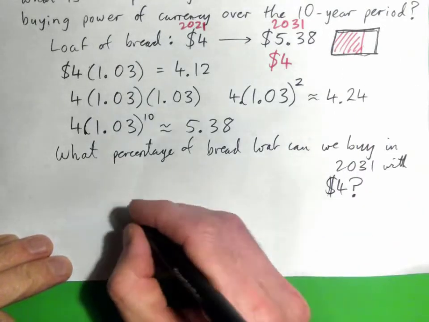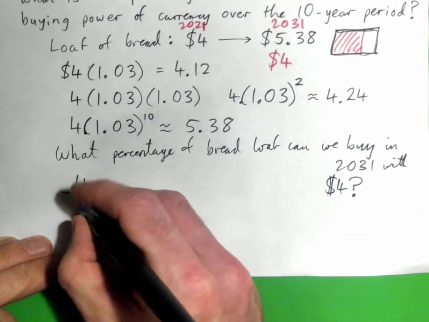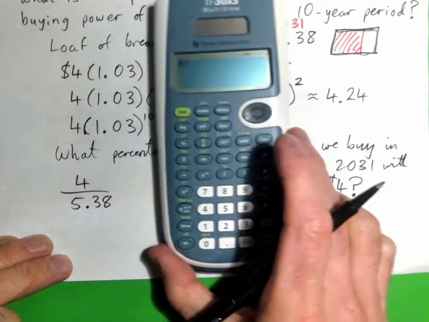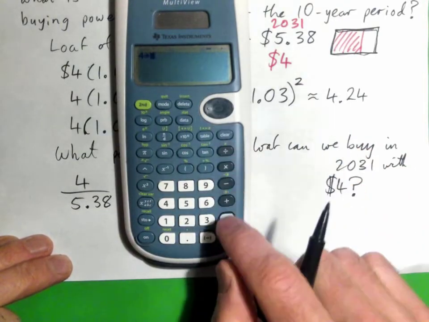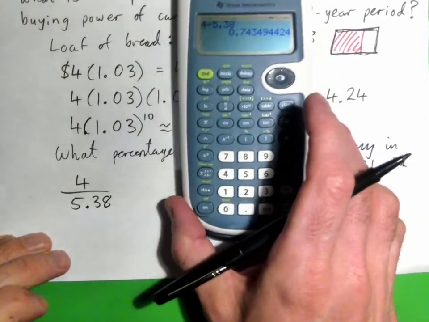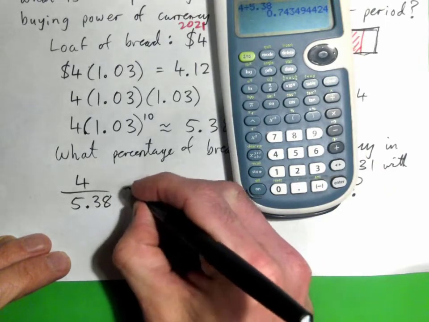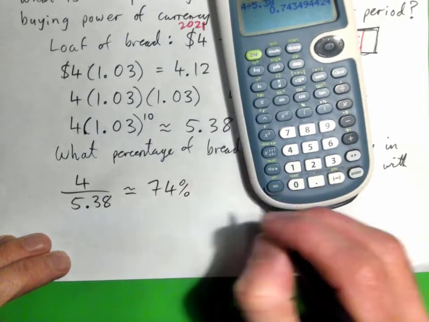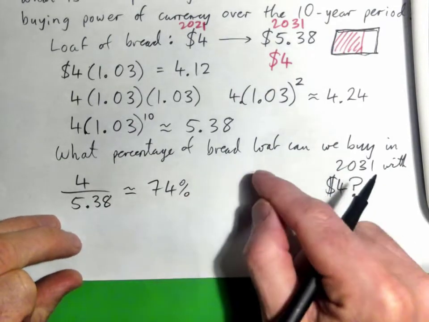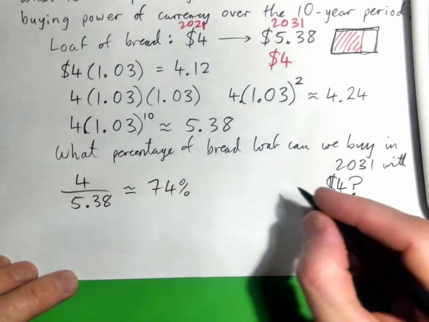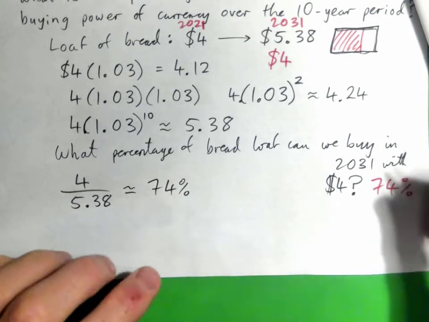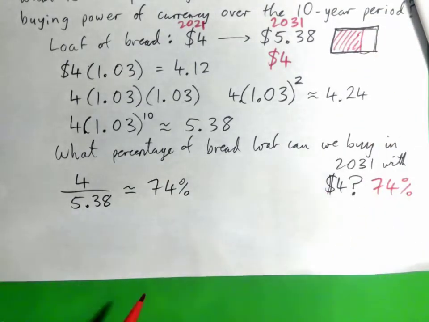Okay, you figured it out? So what if you did this? What if you just went 4 over 5.38, right? You go 4 over 5.38. We get 0.7434 and so on, right? So it's about 74%. All right? So the answer to that query is, well, I can get 74% of the loaf, right? So if I can get 74%, 74% is the answer. I can get 74% of a loaf of bread, like this amount, right? Not the whole thing, just some of it.